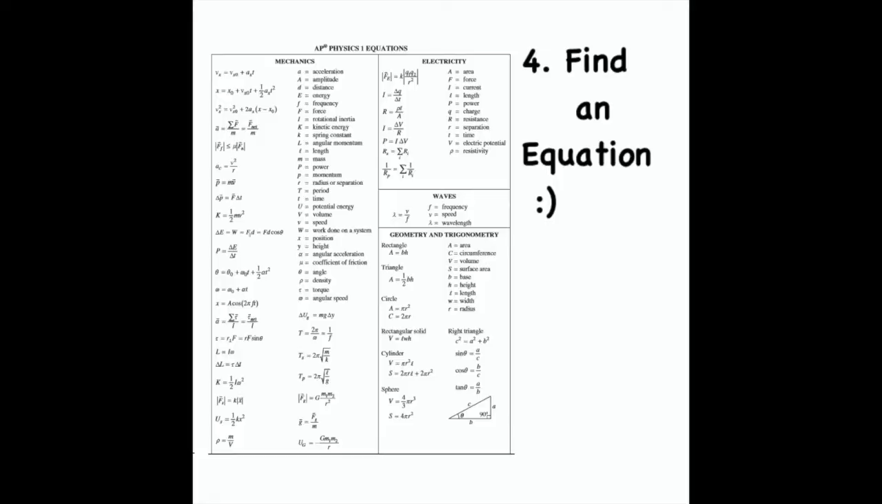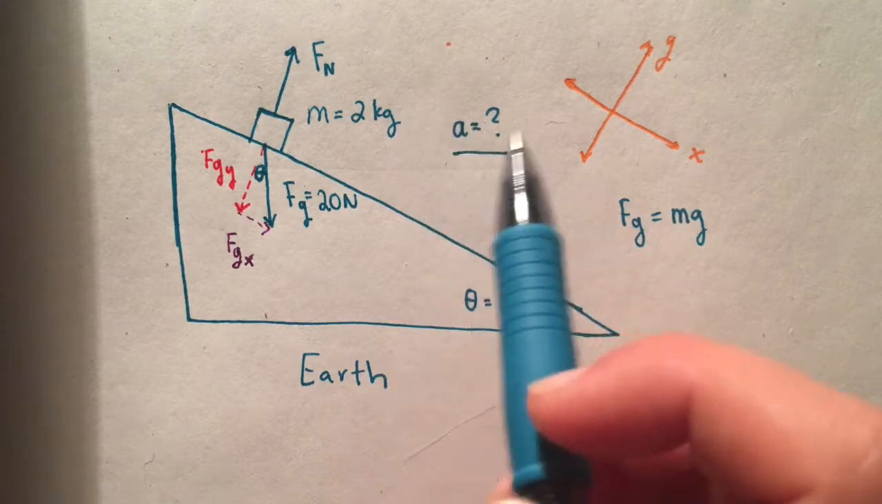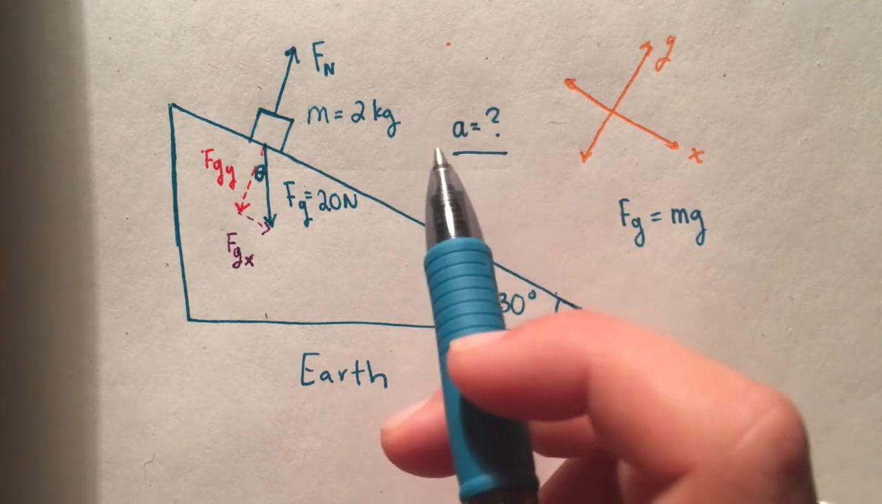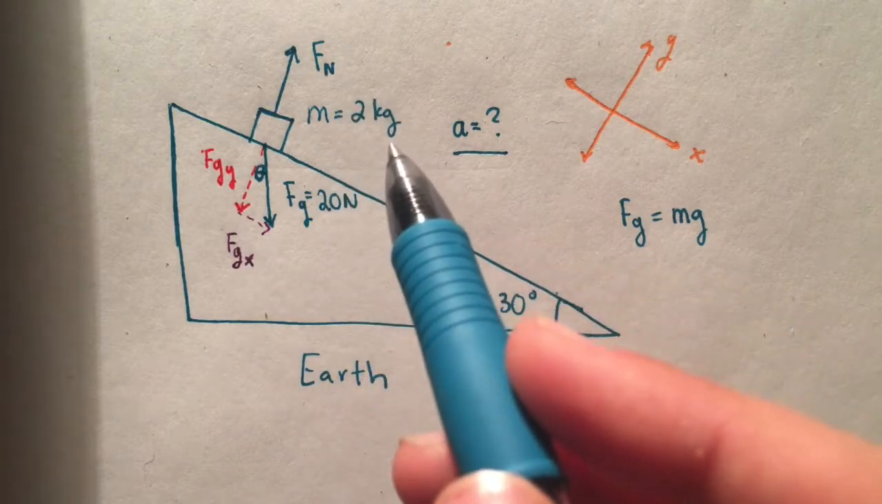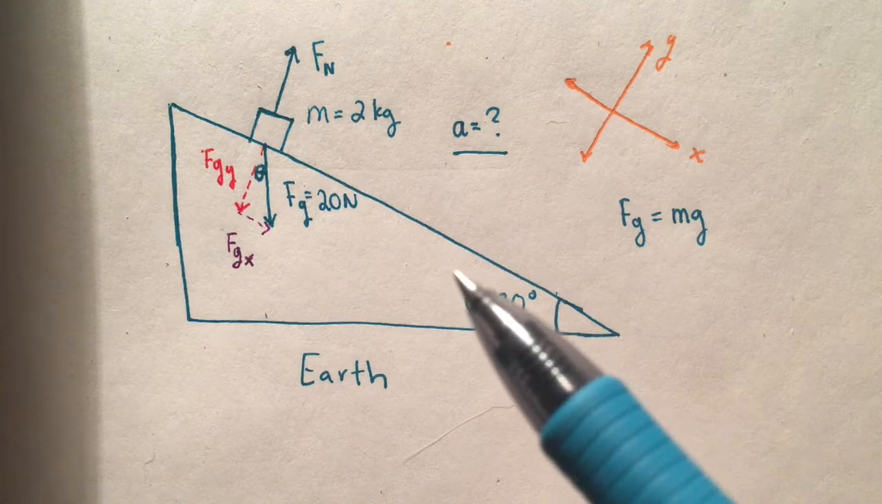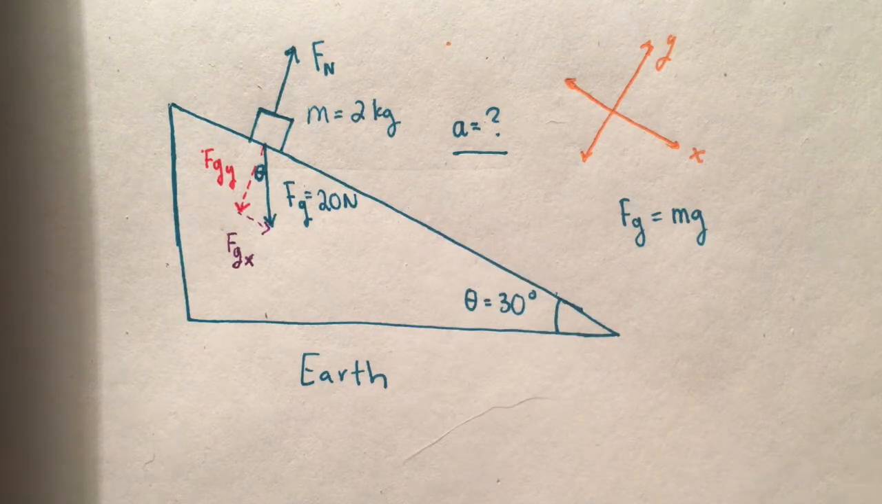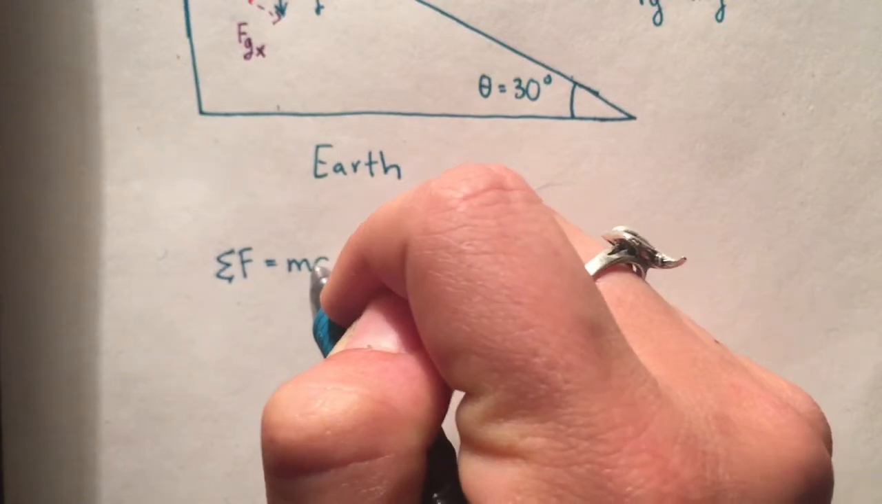Alright, my next step is to find an equation. Remember, our equation has to have our target variable in it, so we need our equation to have an acceleration. I have a bunch of forces, and I know the mass. So I need an equation that has some forces, a mass, and an acceleration. And hopefully you're thinking of the number 1 forces equation that you should always go to, and that is Newton's second law. Net force equals the mass times the acceleration.